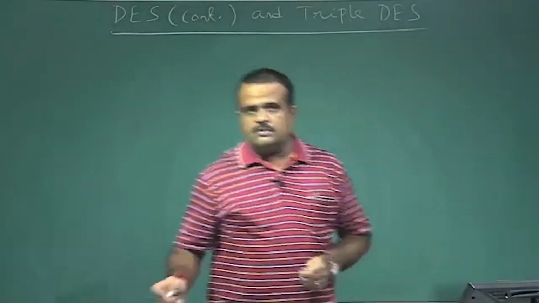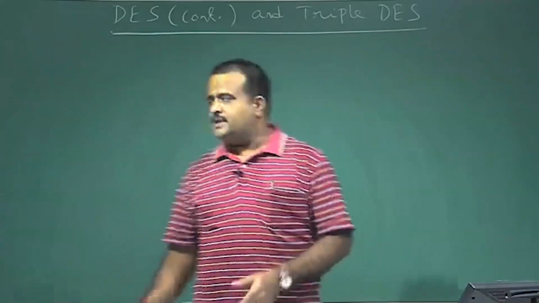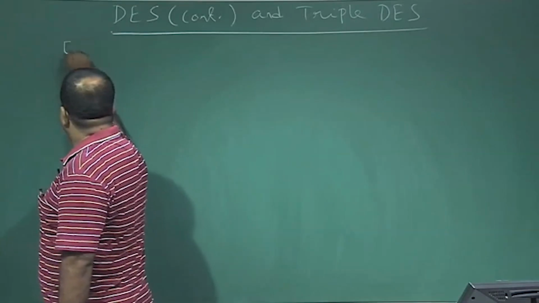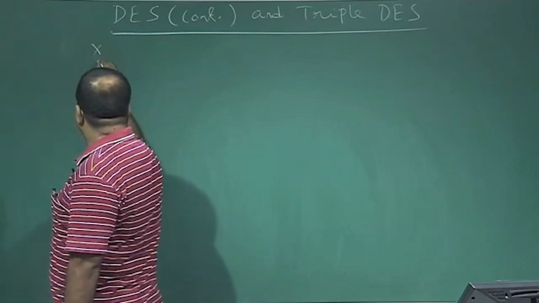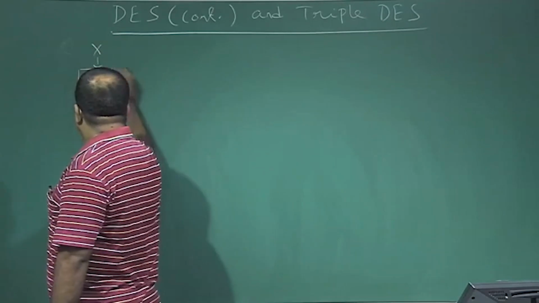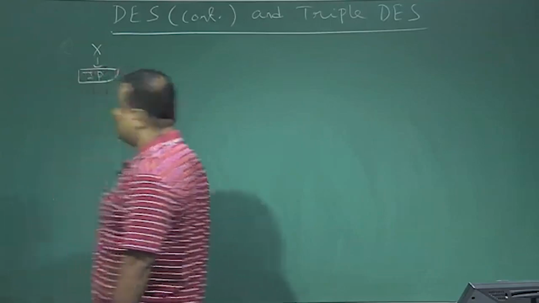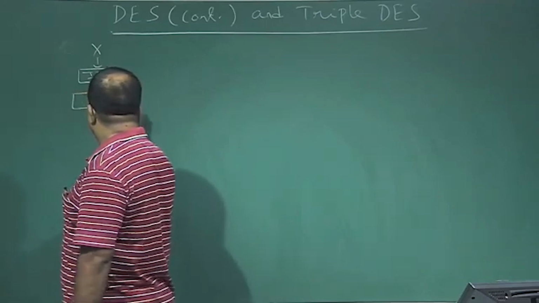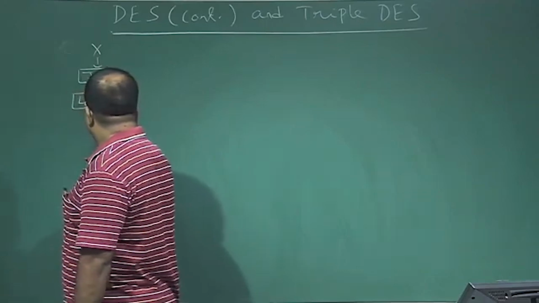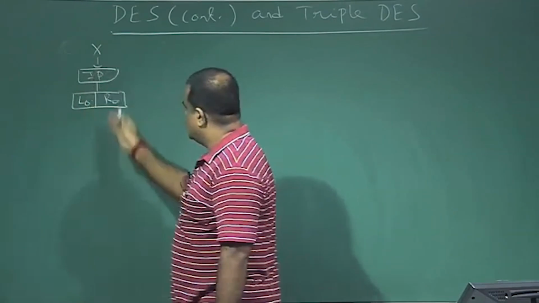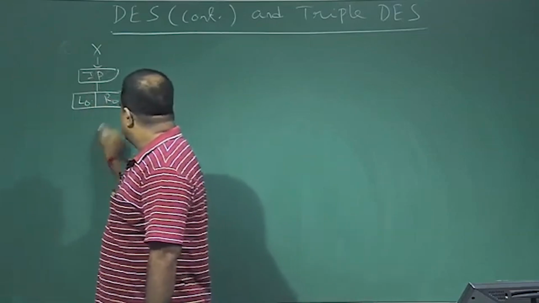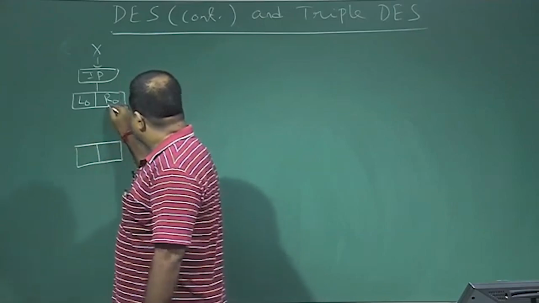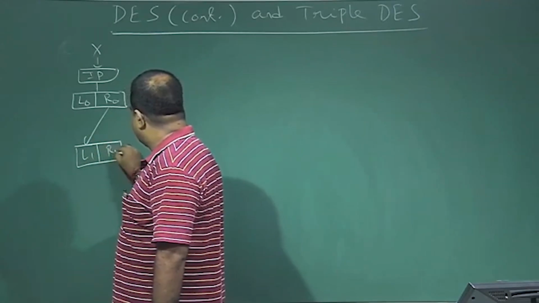Okay, so we talk about the DES decryption. We have seen DES, so encryption was like this. We have a plain text X. We apply IP, a permutation, on this. Then we divide this into two parts, L0 and R0, 64 bits divided into 32 bits and 32 bits. Then we have a Feistel operation. So this comes directly here, L1, R1.